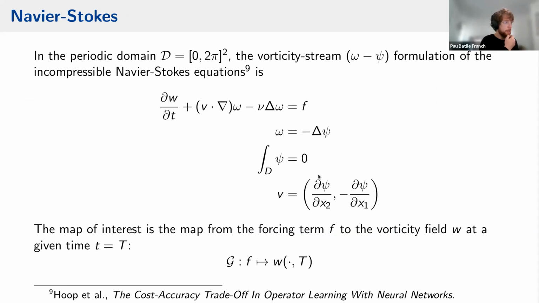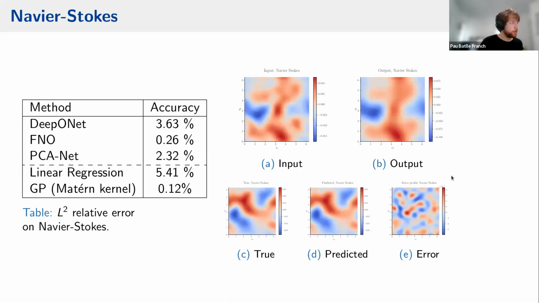Another example is Navier-Stokes, where we have a similar learning problem of mapping a forcing term F to a vorticity field W at a given time. This is from another paper, the paper where they consider the high data regime. And this is similarly set up, where everything is evaluated on a grid. And we have several input-output data pairs of this operator. Here we see a similar image.